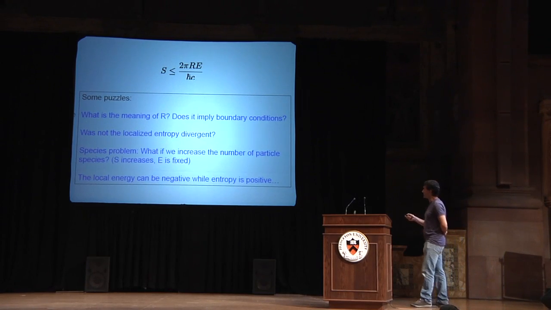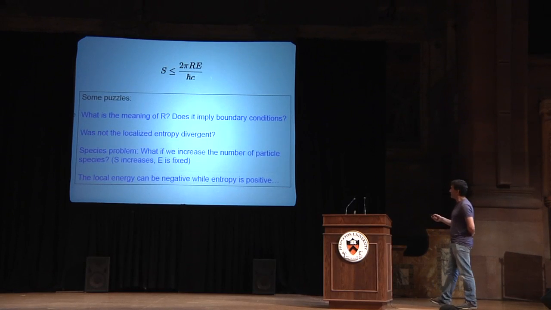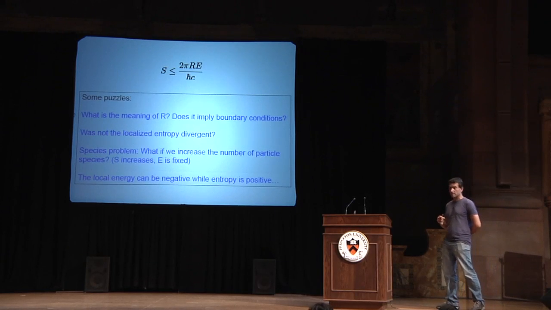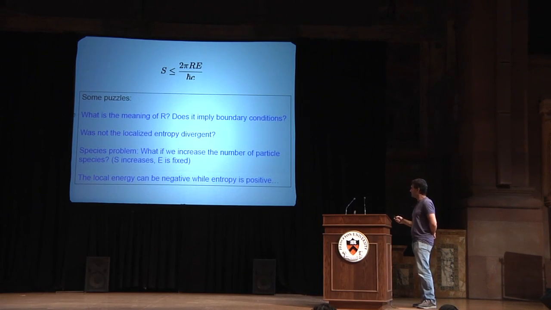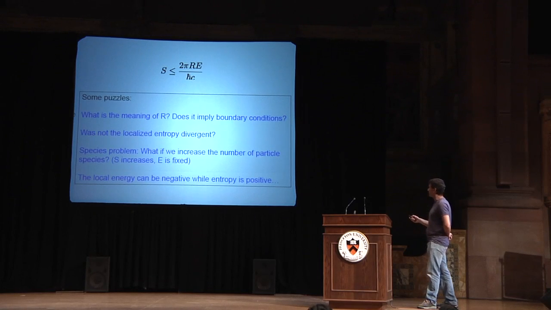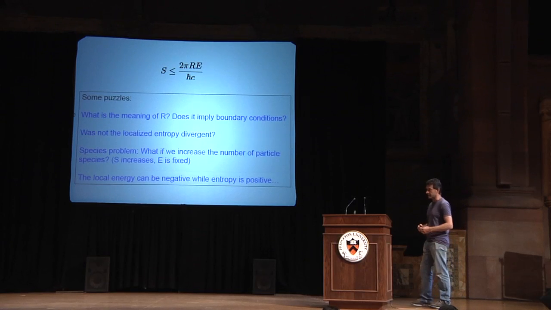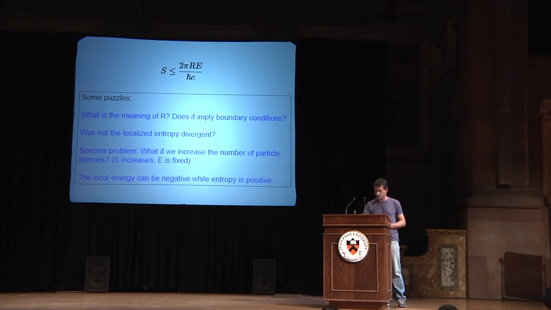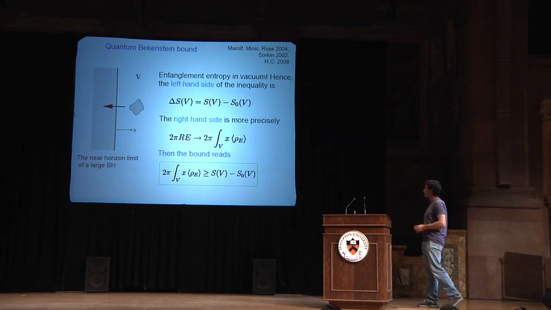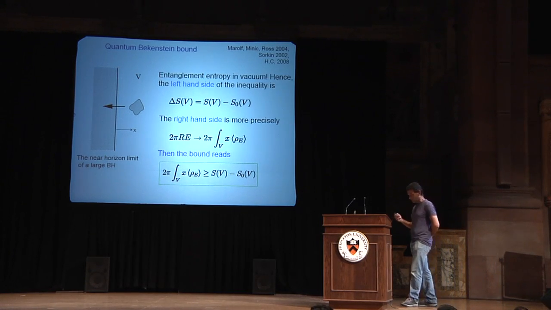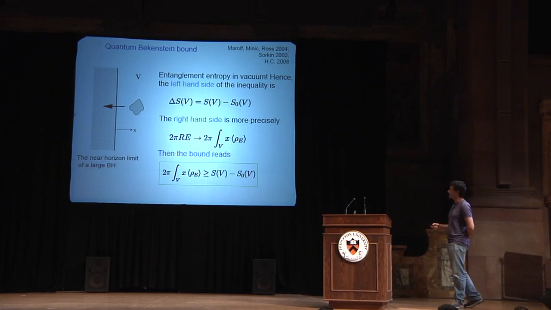Another problem of this inequality, as it is written here, is that the energy we know is positive, but localized in some region, it can take negative values in quantum field theory. So this quantity can be negative, but on the other hand, quantum entropy is always a positive quantity. So in order to solve these problems, one can think of including the quantum effects in this derivation, in the original thought experiment by Bekenstein.